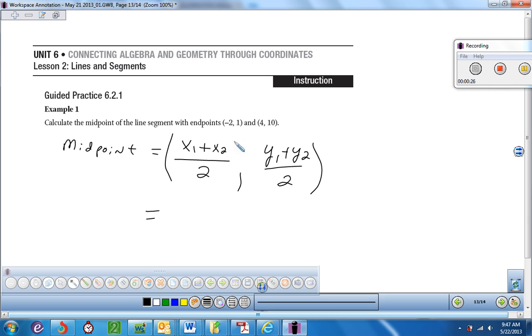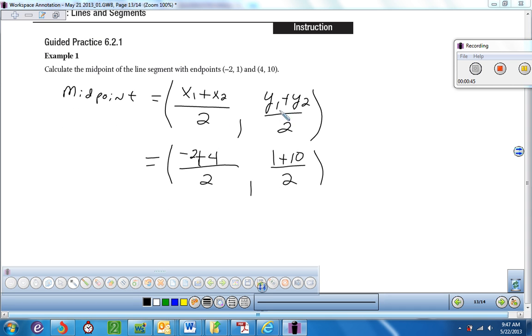Alright, so for this one, I'm going to take -2 and add it to 4. Divide that by 2. Do the same thing with the y's. I'm going to say 1 plus 10, and I'm going to divide it by 2. So basically we're finding the ordered pair that's halfway in between.